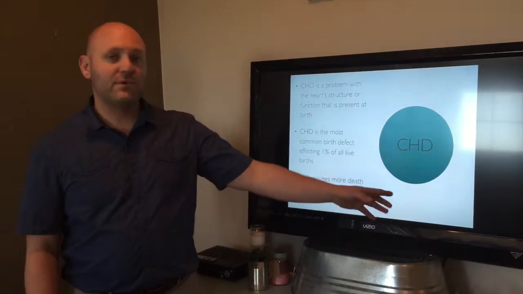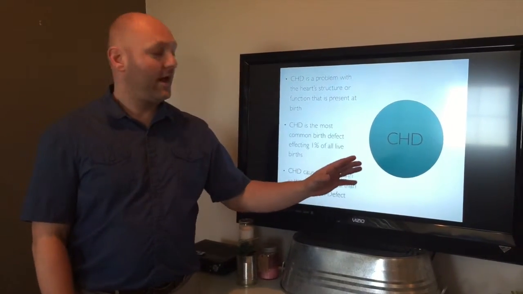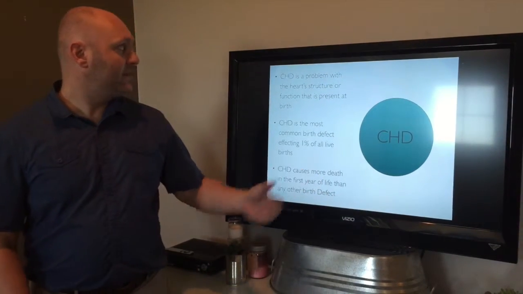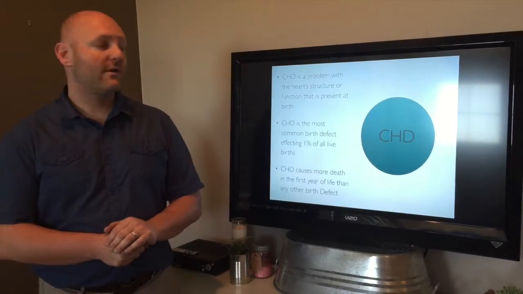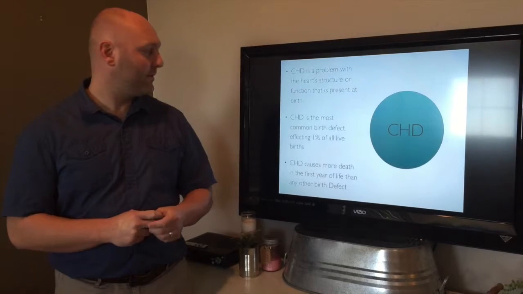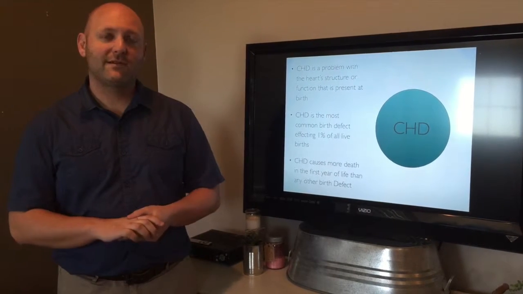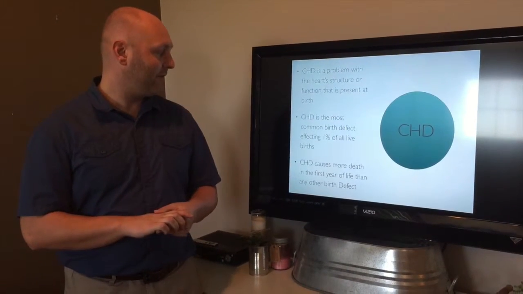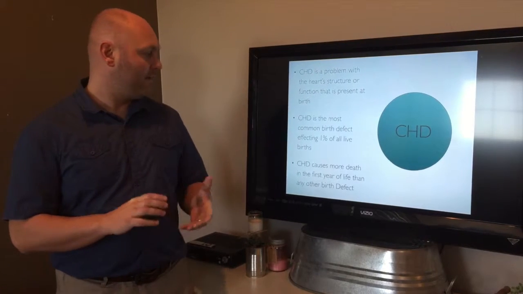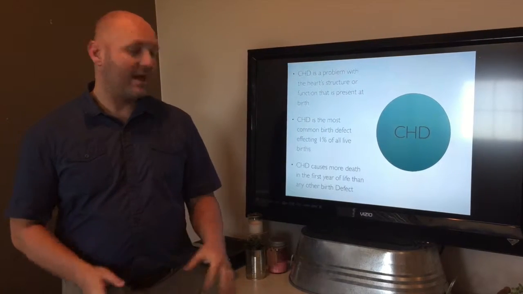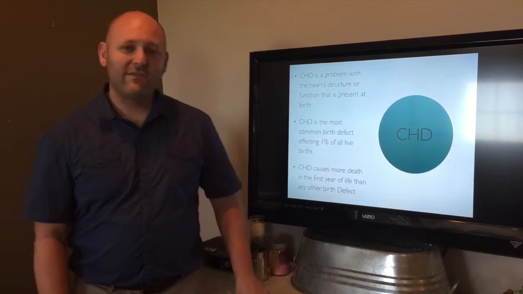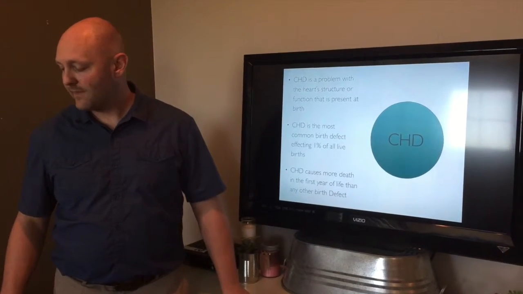Congenital heart disease is going to be represented by our blue circle and CHD. CHD is a problem of the heart structure or function that is present at birth. It's the most common birth defect, affecting 1% of all live births, and it also causes more deaths in the first year of life than any other birth defect.